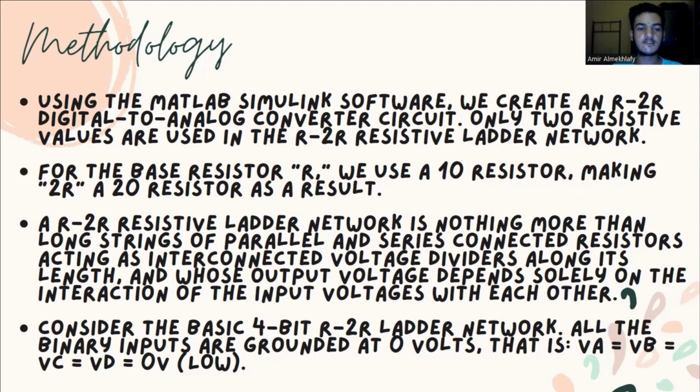An R-2R resistive ladder network is nothing more than long strings of parallel and series connected resistors acting as interconnected voltage dividers along its length, whose output voltage depends solely on the interaction of the input voltages with each other. Consider the basic 4-bit R-2R ladder network. All the binary inputs are grounded at 0 volt, which means VA equals VB equals VC equals VD equals 0 volt.